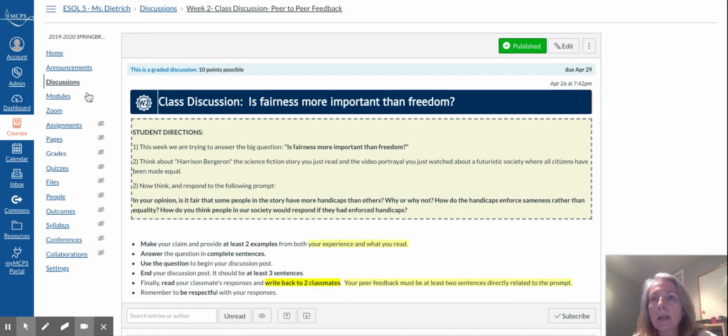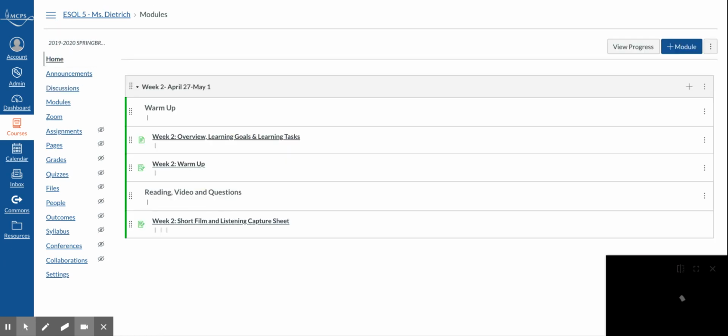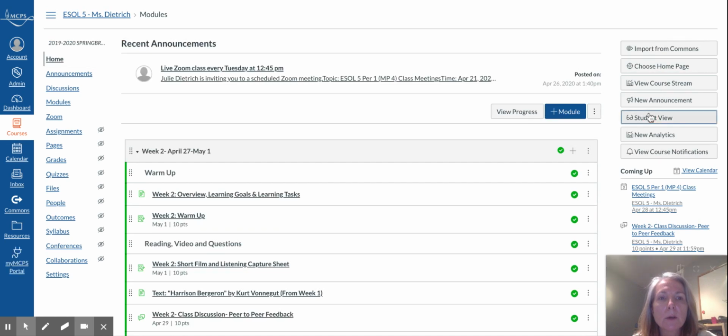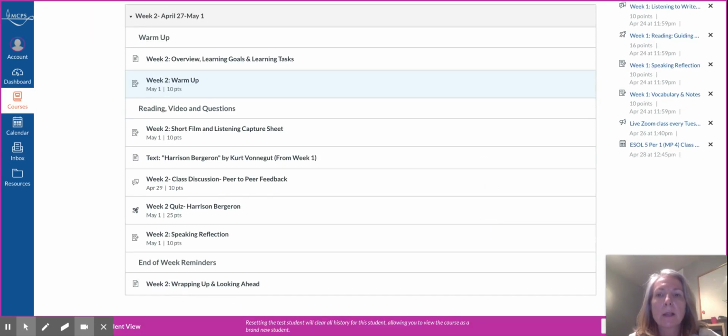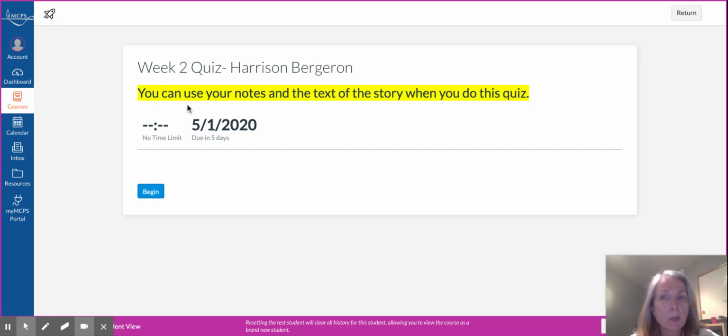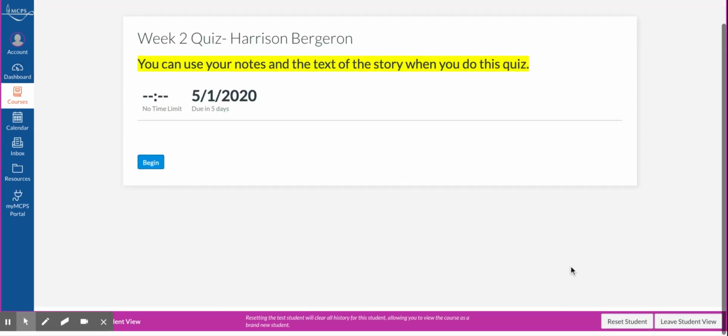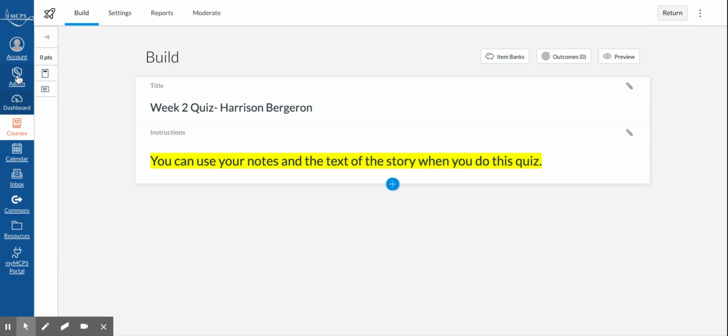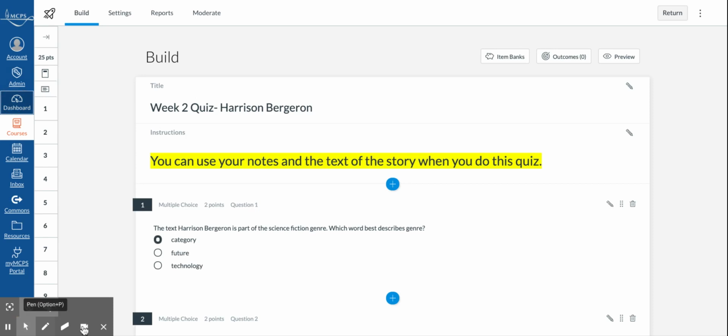Okay. The next thing you're going to do is I'm going to go back to the homepage. And let me click on student view. It's working here. My computer's loading. Okay. The next thing you're going to do is take a quiz. It's part multiple choice and part short answer. I want you to notice this here. You can use your notes and the text of the story when you do the quiz. So you can have the text open in a different window or tab, and any notes you did, you can use to help you on the quiz. Okay. I have to close myself out here again. Leave student view. Okay, I'm still here. I apologize. I'm taking too long here.